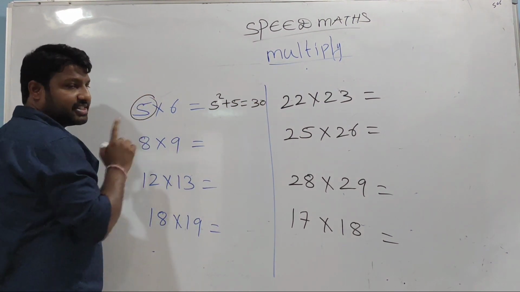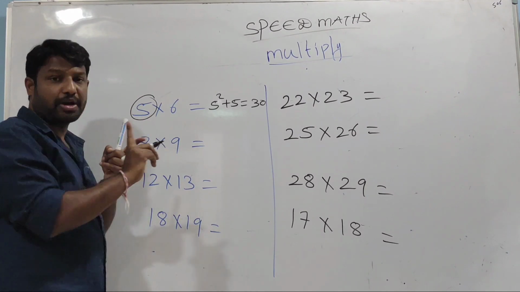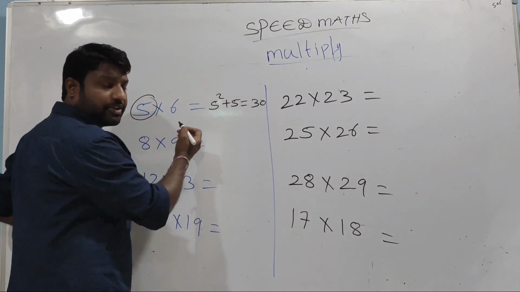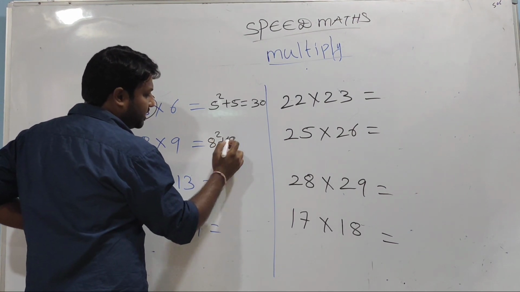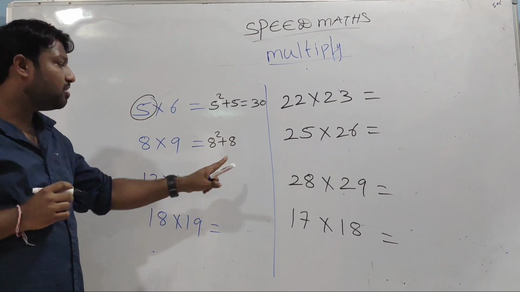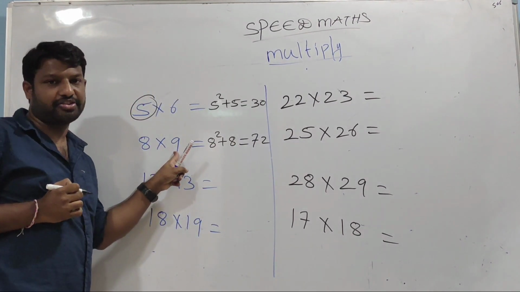Okay. 8 9s are. So 8 9s are what I will do? I will square this first number. If consecutive, what I am doing? Consecutive multiplication. So 8 square. I am good in square, so I am doing like this. 8 square is nothing but 8 square plus 8. 8 8s are 64 plus 8 will become 72. ఇందులో ఏముంది సార్? డైరెక్ట్గా 8 into 9 72 రాయొచ్చు అంటారా?